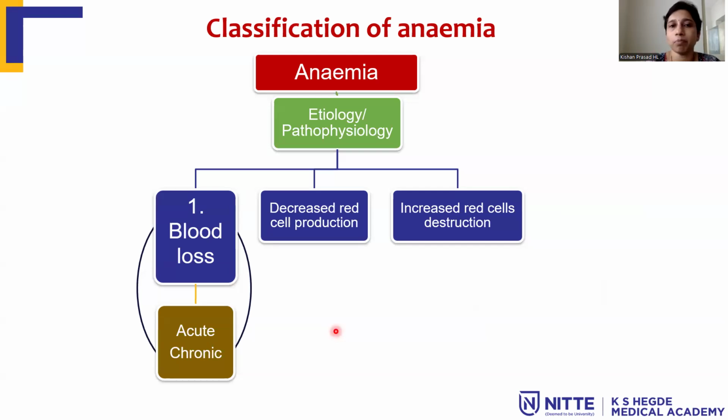So next important type of classification is pathophysiology or etiological classification based on the cause of anemia. So in this, we have three broad categories. It can be because of blood loss, or it can be because of reduced red cell production, or the third cause is there is enough production, there is no blood loss, but there is increased red cell destruction. Because of some cause, there is increased red cell destruction. So this type of anemia is called as hemolytic anemia.